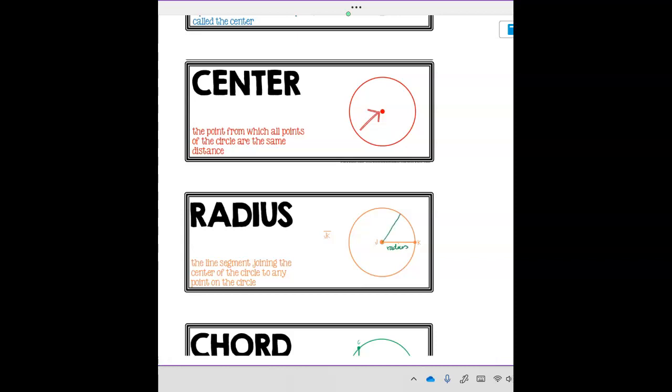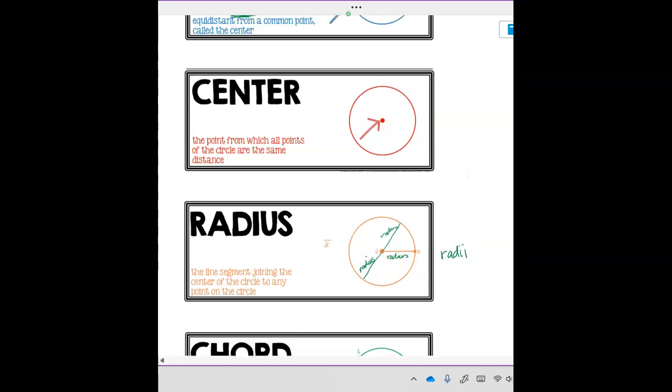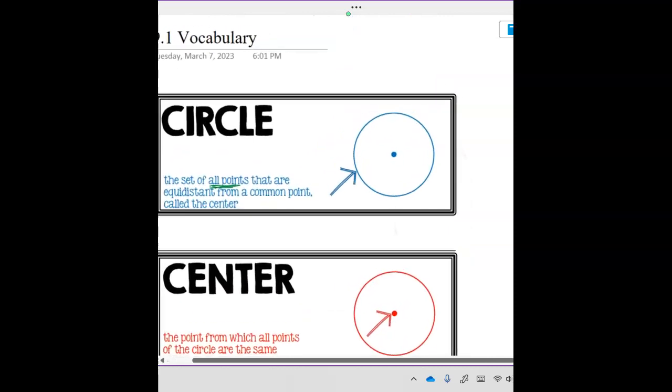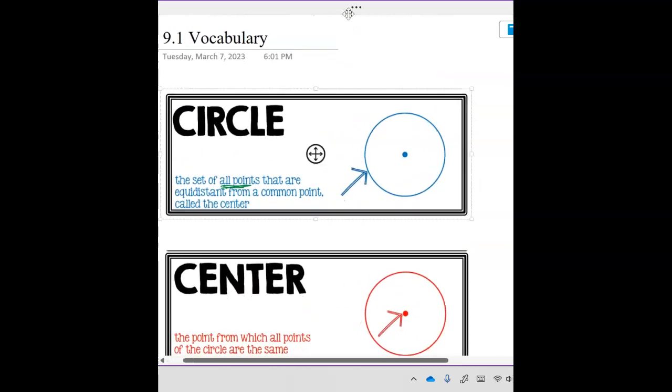We can draw another radius here, and we could draw many more radii as we go around the circle. Yes, I did just use a word you may not have heard before. Radii is just plural for radius. One thing I do want to point out that I didn't point out above: when we're talking about a circle, let's say that I named the center A.